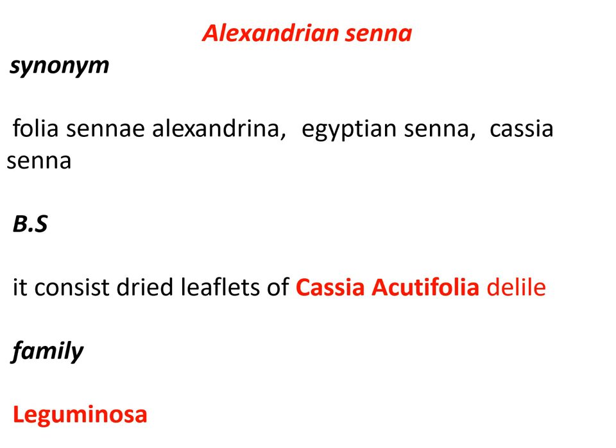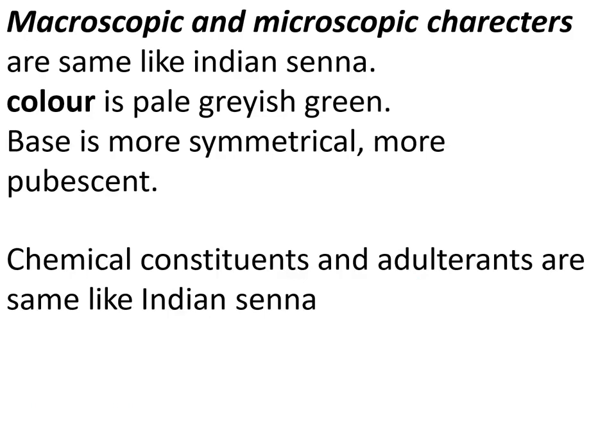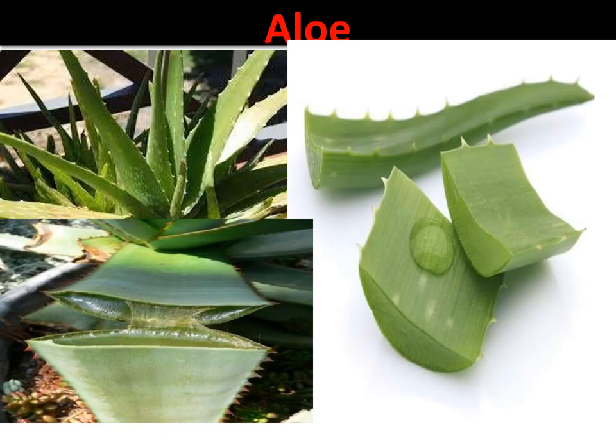Leguminaceae. You have to correct it. This family, this spelling is wrong. You can correct it. Leguminaceae. Then the chemical constituents and uses are the same as Indian Senna. Then the next group is aloe.